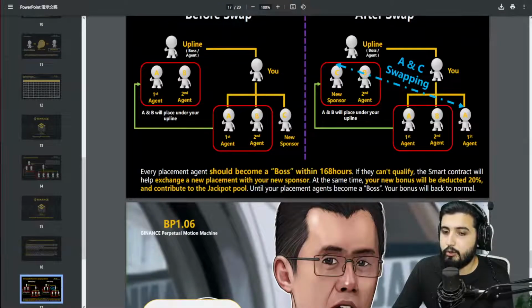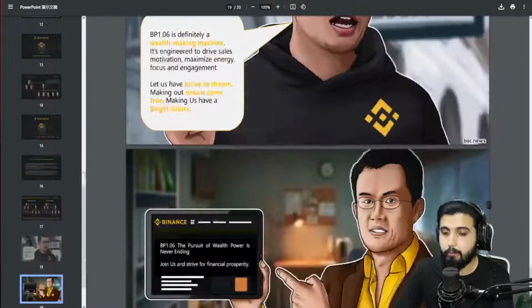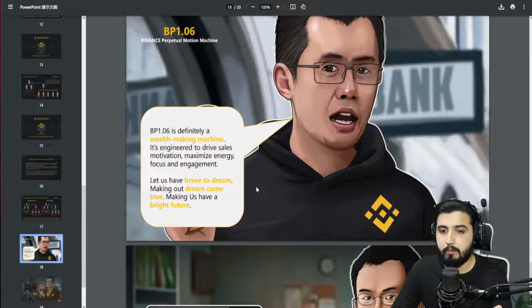Every placement agent should become a boss within 168 hours. But if they don't comply with this order, in a sense, if they don't qualify, this is what happens. They perform this swap. The smart contract will help exchange a new placement within your new sponsor. At the same time, your new bonus will be deducted 20% and contribute to the jackpot pool. Until your placement agents become a boss, your boss will go back to normal. And this is how it happens.